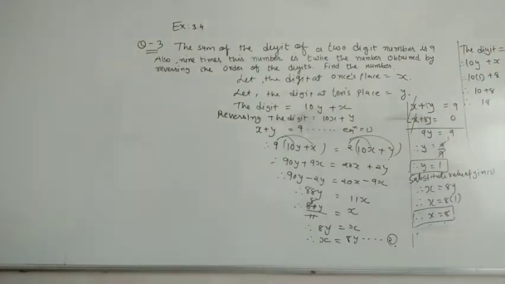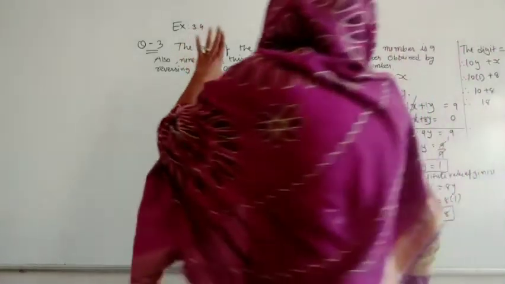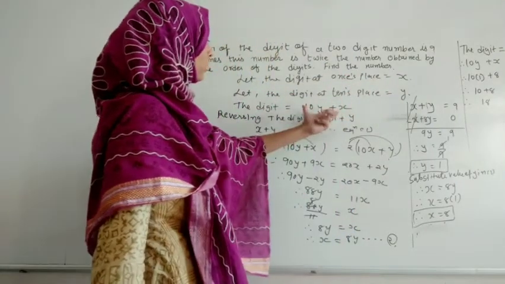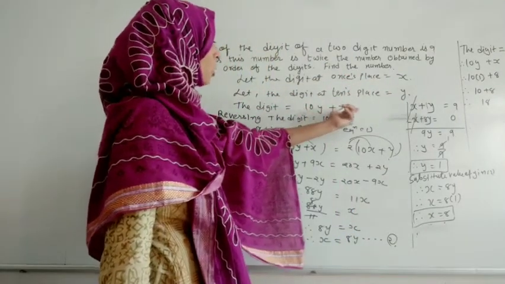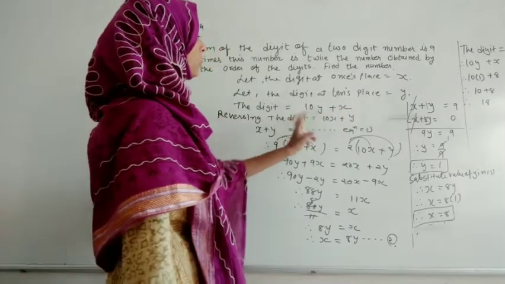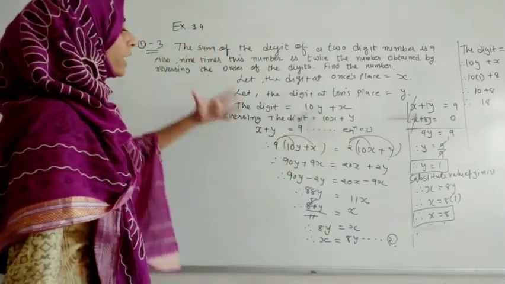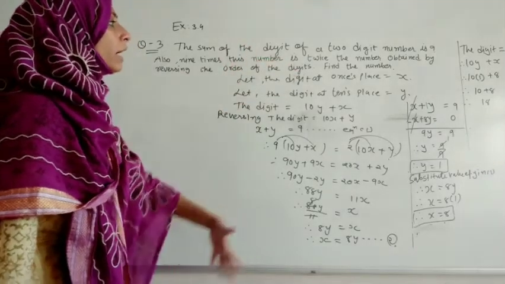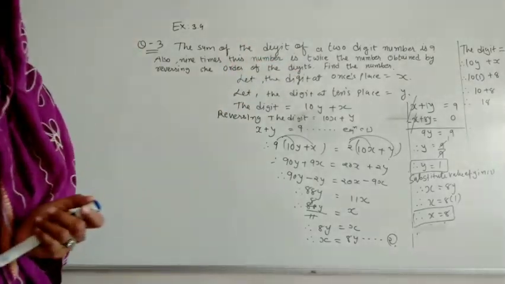So this is the concept of this question, that you have to guess it in the form of simple x and y, then you have to divide it in the form of ones place and tens place, then you have to reverse it. Wherever it is useful, you have to use it, then you can find x and y and you can find the digit also.